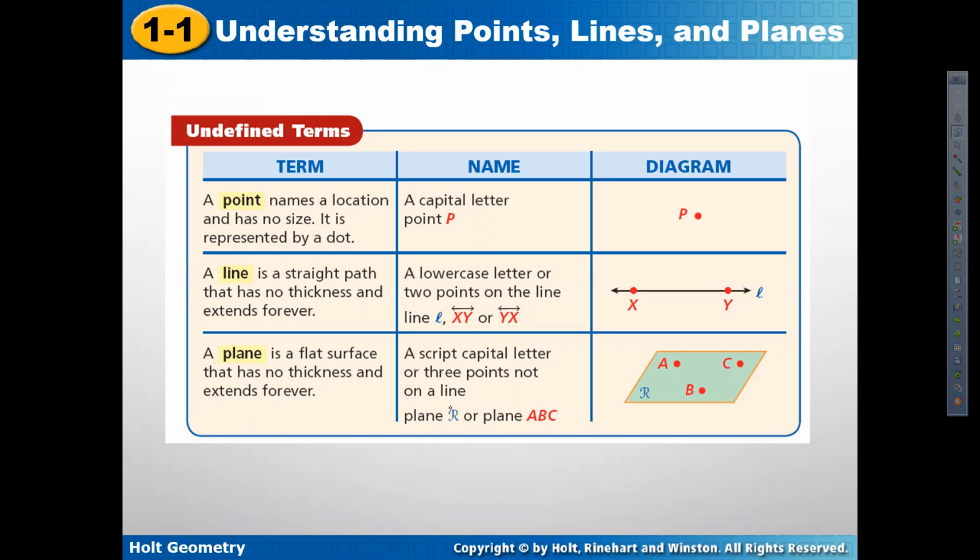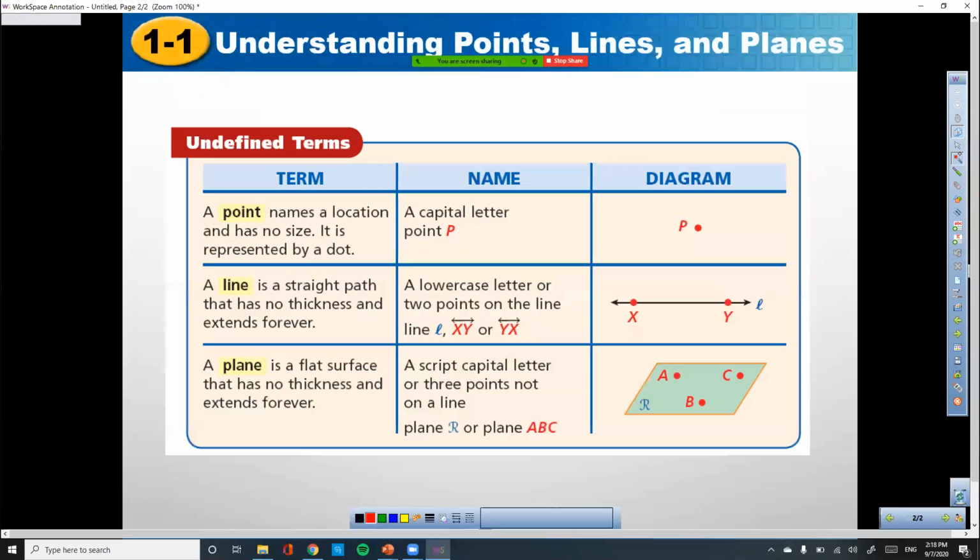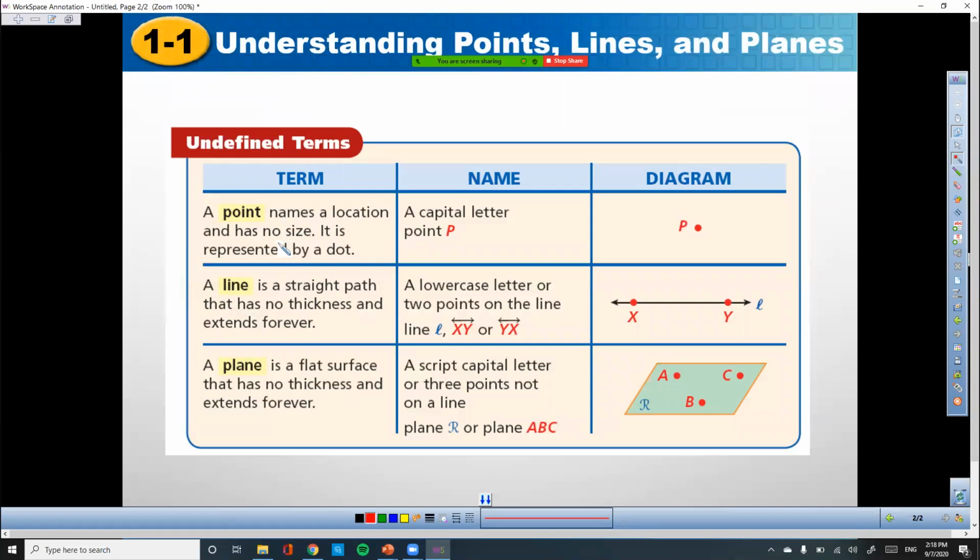A point names a location and it has no size. It is represented by a dot. We all know that we use a dot to depict a point. But in order for us to name a point, we must use capital letters.